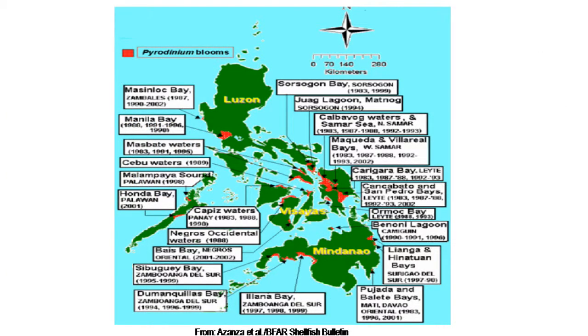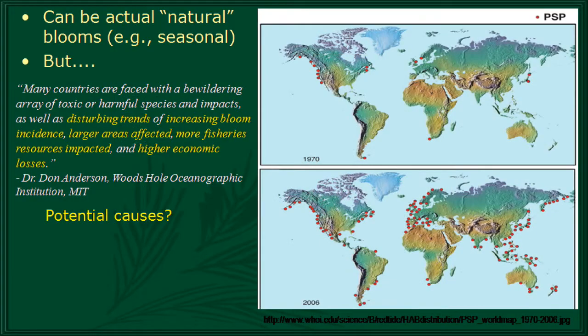Here's a map that shows the different areas in the Philippines that have experienced blooms by Pyrodinium. And as you can see, there's been a lot. It actually started in Maqueda Bay in 1983 and has now spread through many waters and embayments in the Philippines. And if you look at a map globally for paralytic shellfish poisoning, in the 1970s there were only a few cases. However, by 2006, it can be found pretty much all over the world.